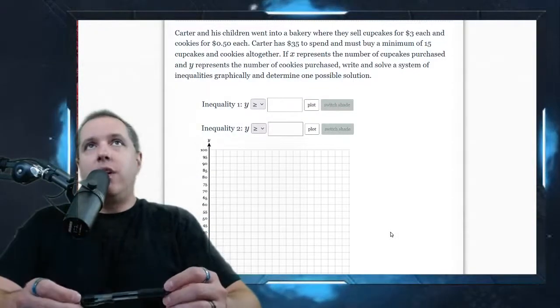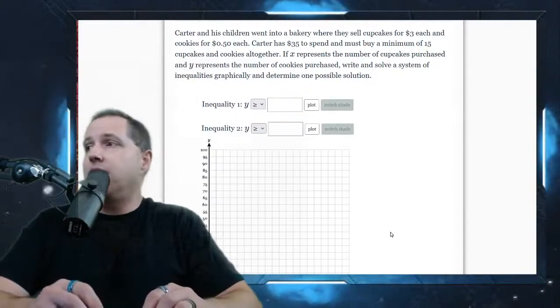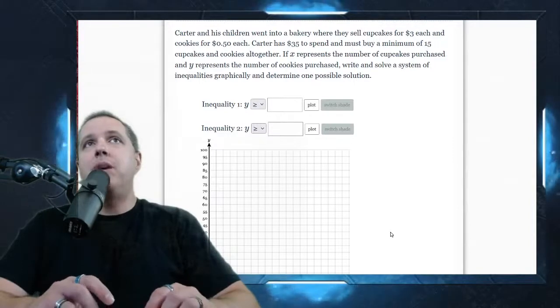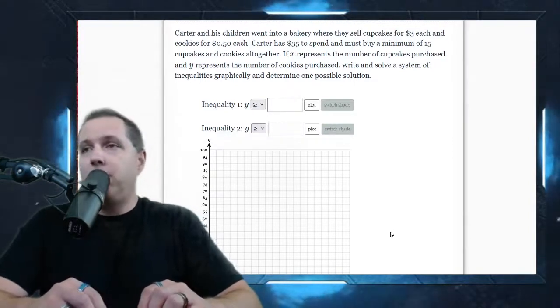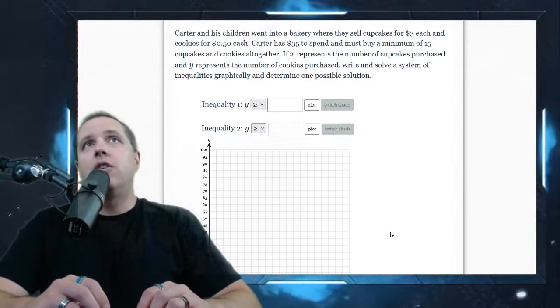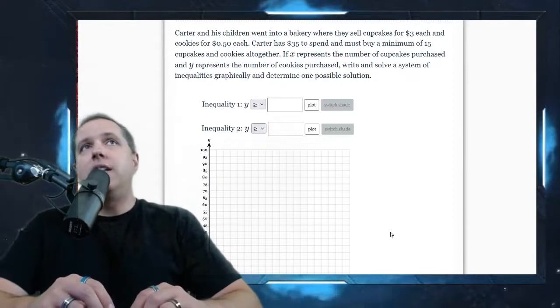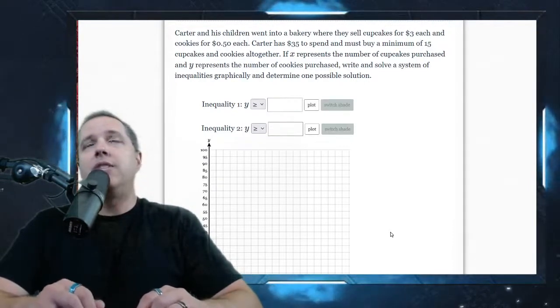Carter and his children went into a bakery where they sell cupcakes for $3 each and cookies for 50 cents each. Carter has $35 to spend and must buy a minimum of 15 cupcakes and cookies altogether. Right? Apparently there's some hungry people back home. Carter took his children. So apparently he needs to get 15 things for people because there's 15 hungry people, right? So he needs at least 15 things.